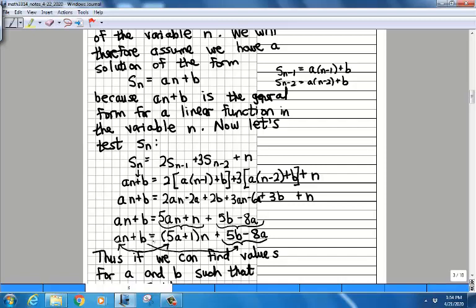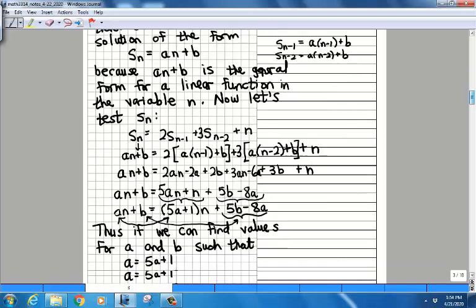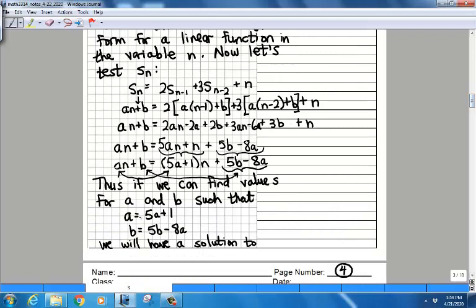So what that tells me is that b has to be the same as 5b minus 8a. See, this is a constant because it doesn't involve n. This is a constant because it doesn't involve n. If the left-hand side and the right-hand side are equal, that means b has to be the same as 5b minus 8a. So I'm going to write down those two equations. I know this has to be true. a has to be 5a plus 1, and b has to be 5b minus 8a.